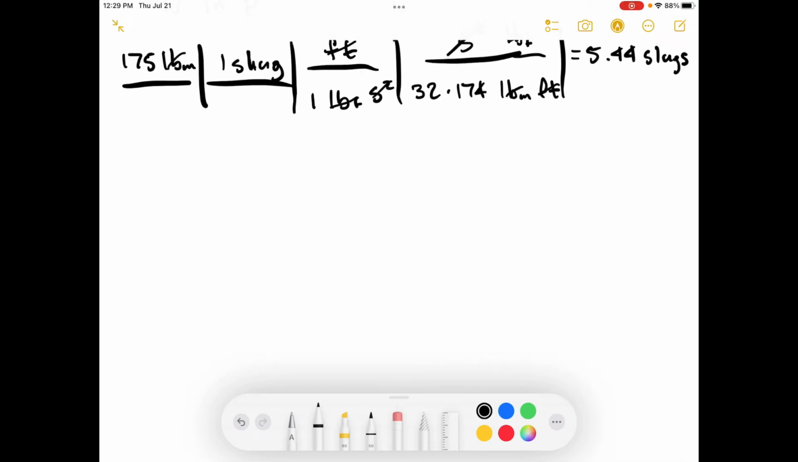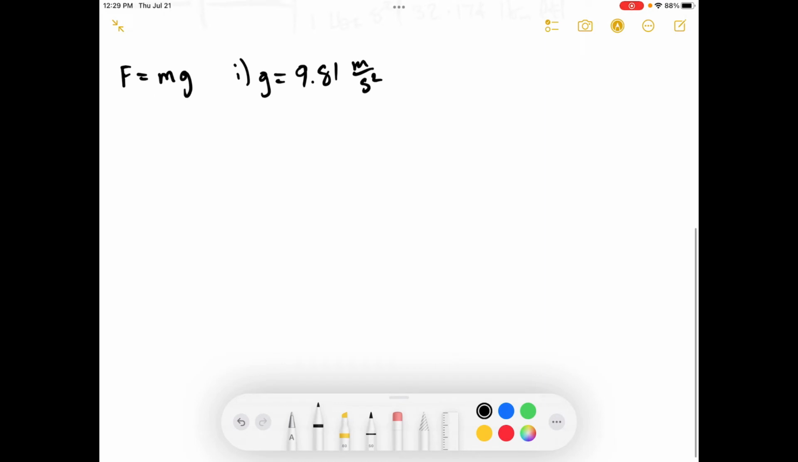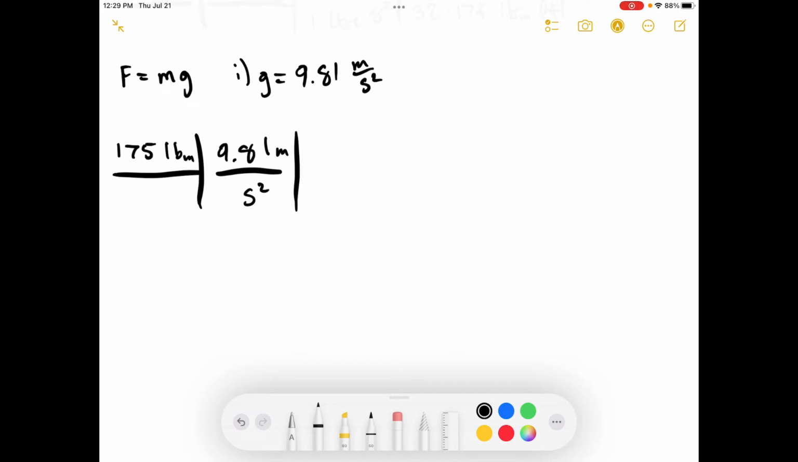Now we need to know the weight, which equals the mass times the acceleration due to gravity. In the first part, we're looking at gravity equals 9.81 meters per second squared. So let's start doing that. 175 pounds mass, 9.81 meters per second squared.